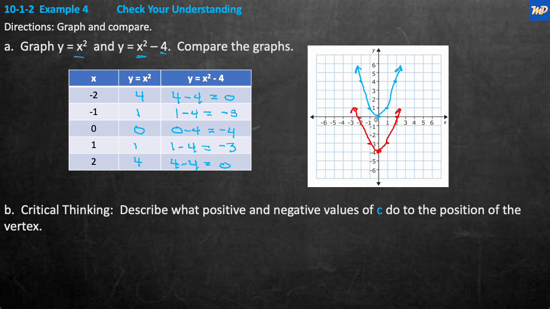Okay? So it says, think critically. Describe what positive and negative values of C do to the position of the vertex. Well, I think we've talked about it. I think you know. The values, positive and negative, of C raise and lower. Positive raises, negative lowers the position of the vertex. And that's exactly what we did.